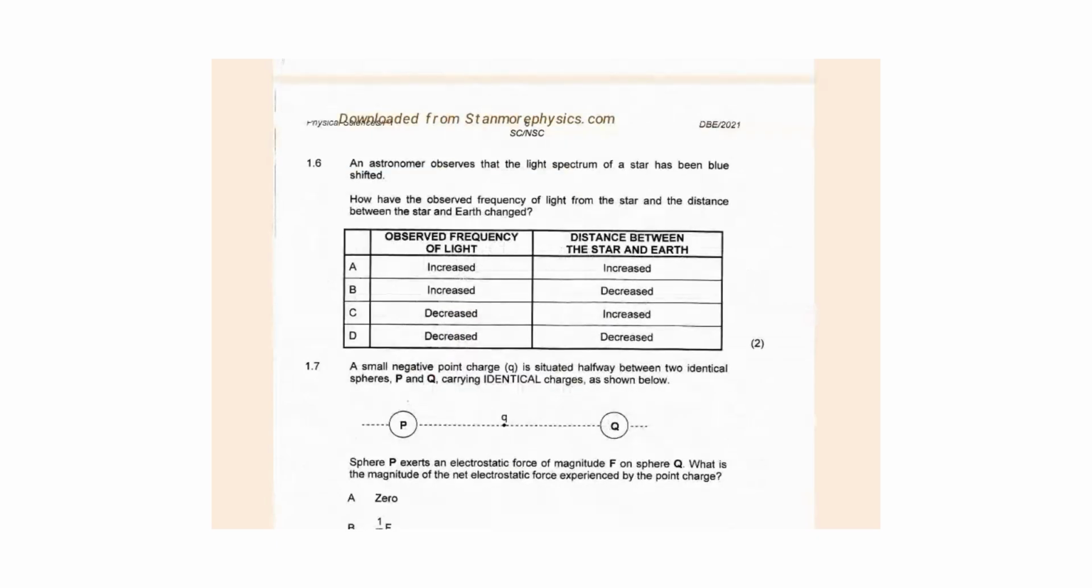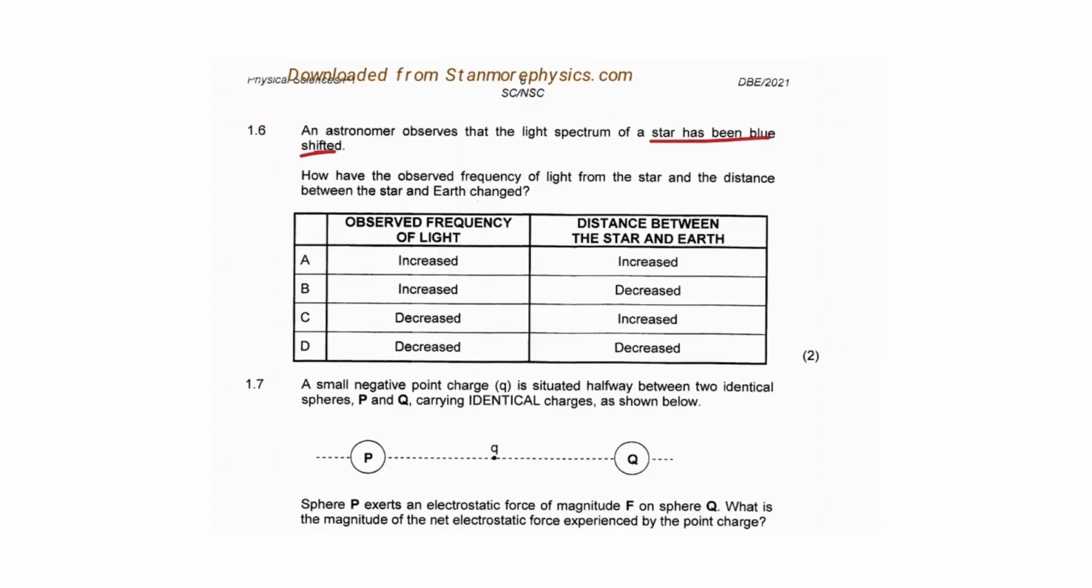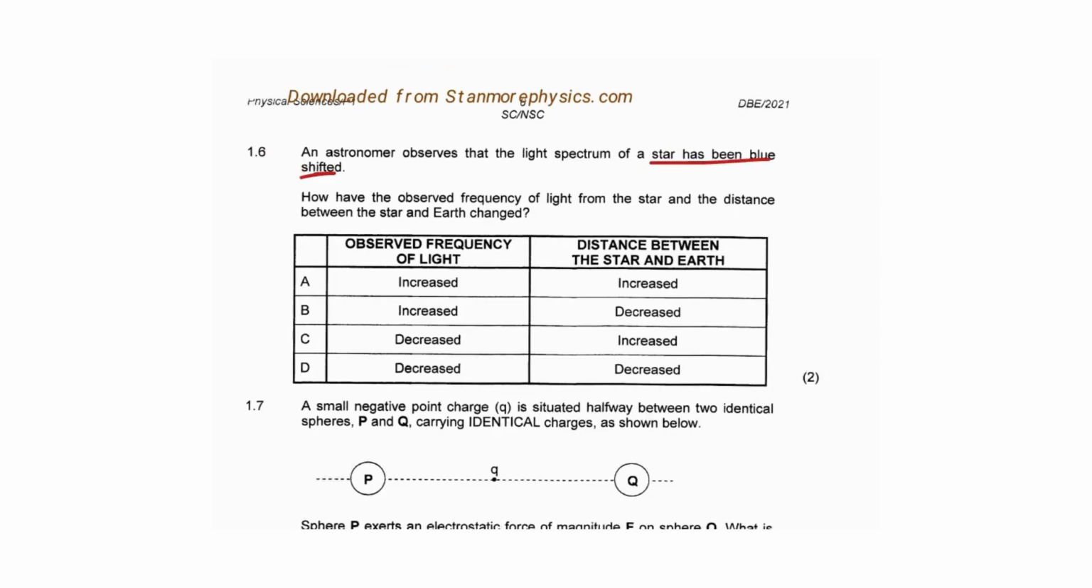Okay, I hope you're still with me. Question 1.6. An astronomer observes that the light spectrum of a star has been blue shifted. Keyword: how have the observed frequency of light from the star and the distance between the star and Earth changed?